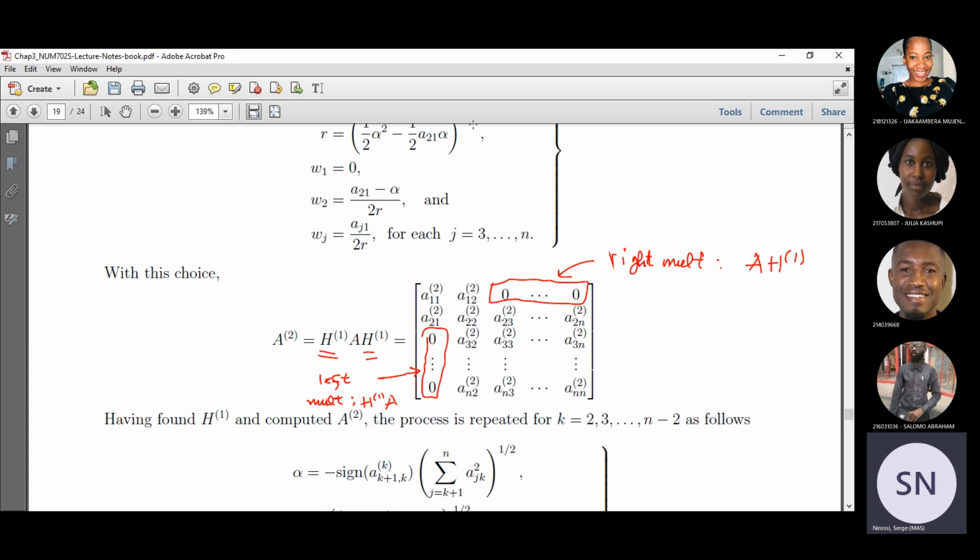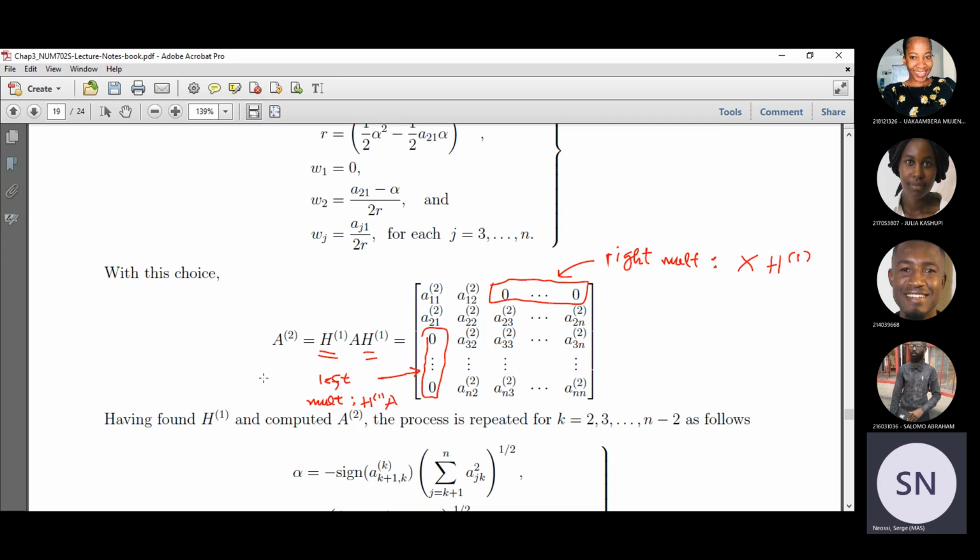So maybe it will be better here. I will just put x like this into H1, where this x is the result of this. Okay, so that is it. So this is the first stage. When we compute H1, we multiply, we get these zeros.